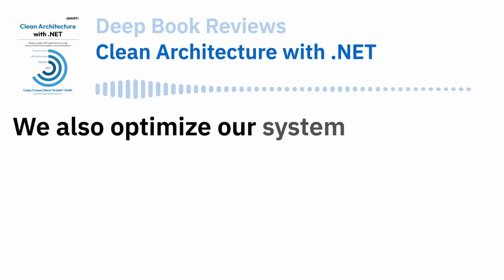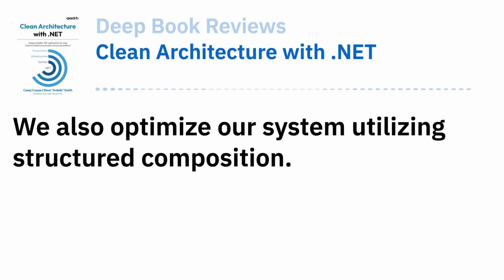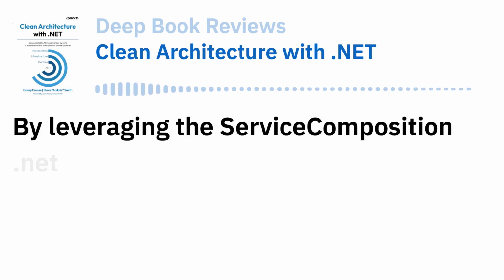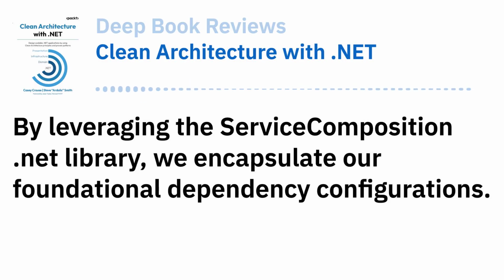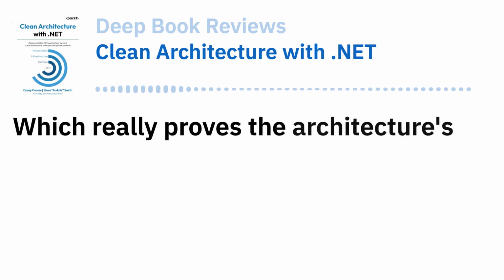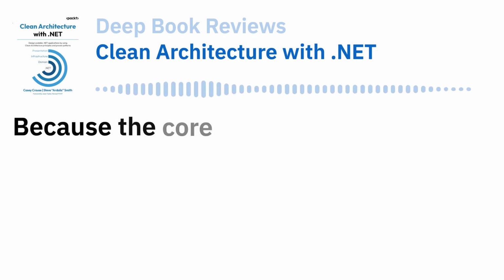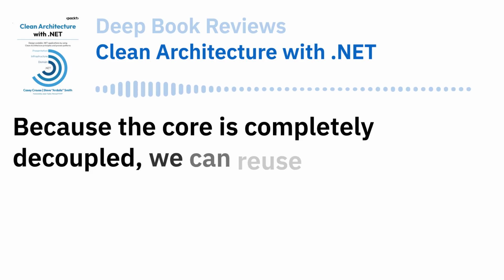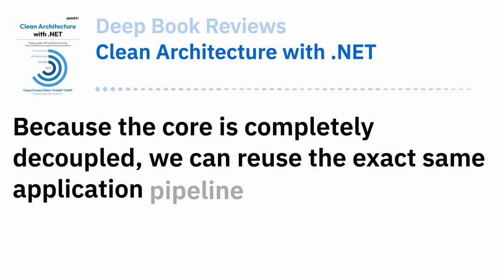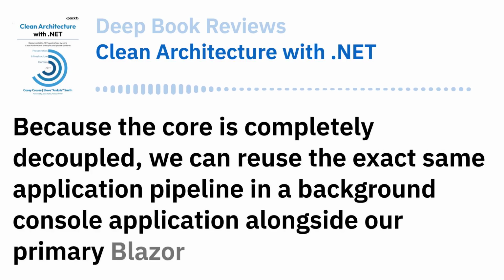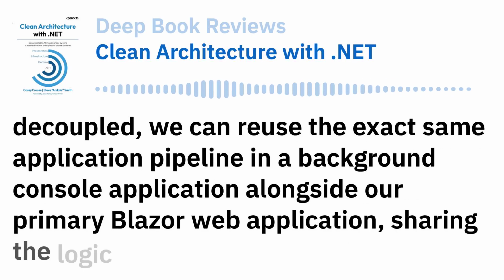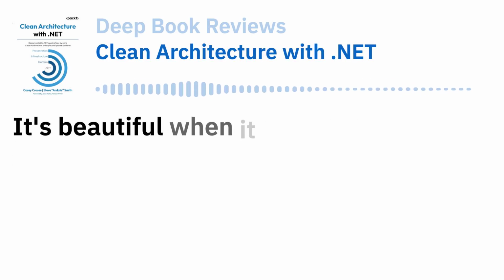We also optimize our system utilizing structured composition. By leveraging the service-composition.net library, we encapsulate our foundational dependency configurations. Which really proves the architecture's modularity. Because the core is completely decoupled, we can reuse the exact same application pipeline in a background console application alongside our primary Blazor web application, sharing the logic flawlessly. It's beautiful when it all comes together like that.